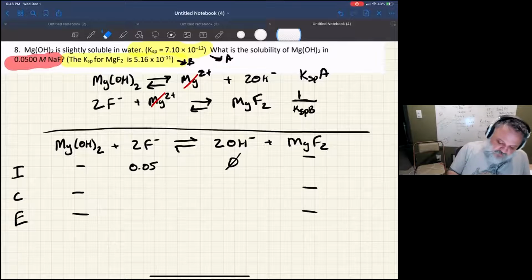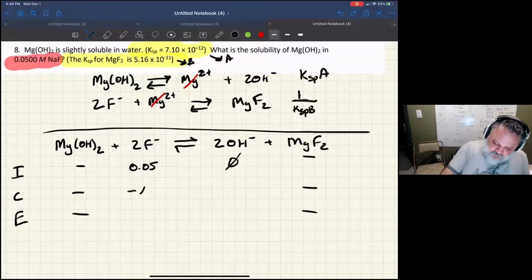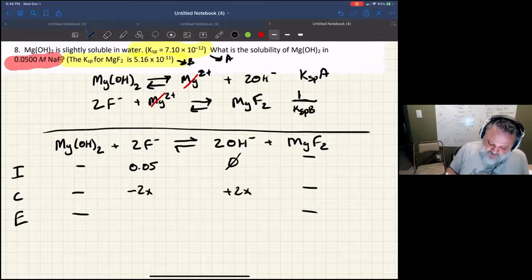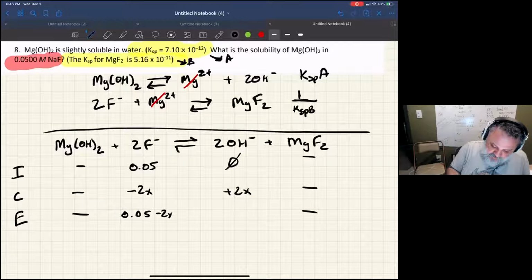Okay, so then let's go on with the ice table. Then what do we have here? We have minus x, and, oh, let me back up, minus 2x and plus 2x. At equilibrium, this will be 0.05 minus 2x, and this one will be just 2x.